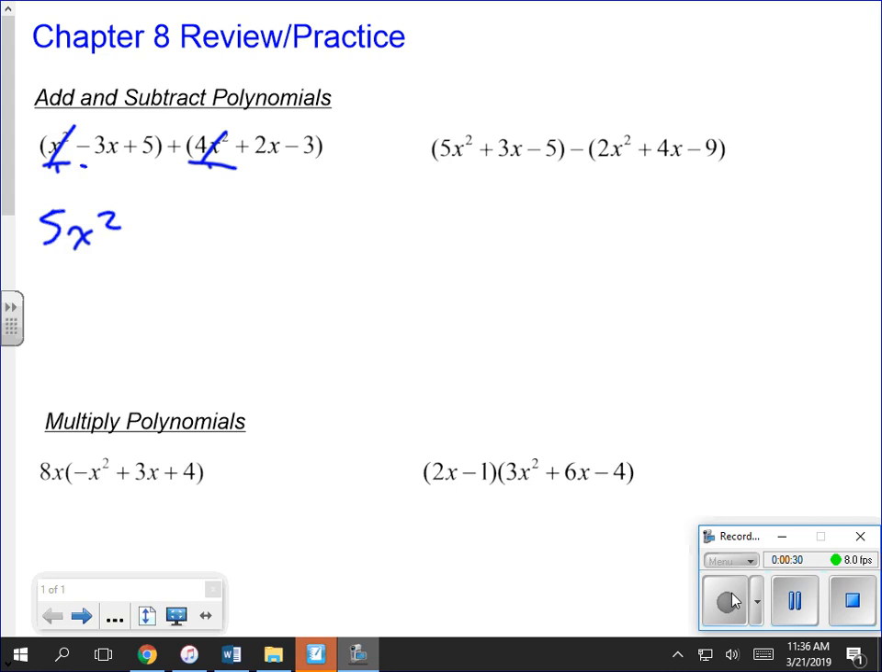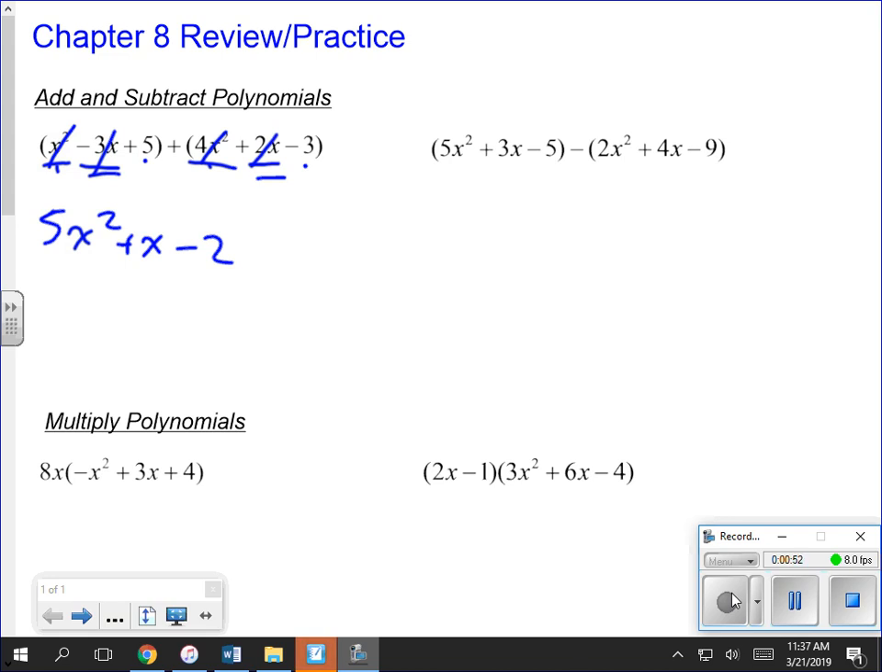I have x's. I have negative 3x, and then I have 2x. Negative 3 plus 2 gives me 1. So I have 1x, and so my x's are gone. And then I have 5 minus 3. 5 minus 3 is 2. So there's your answer. On the second one, it's subtraction.